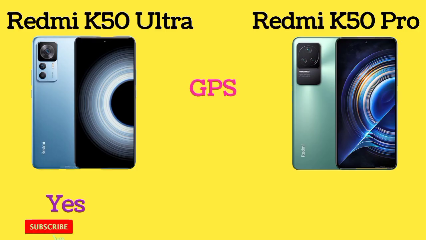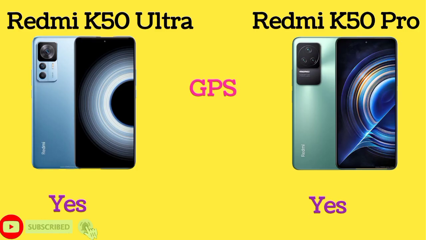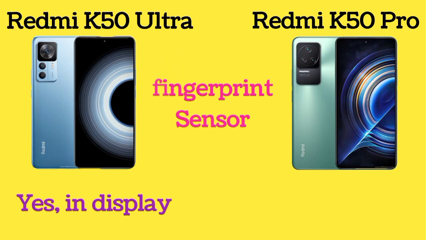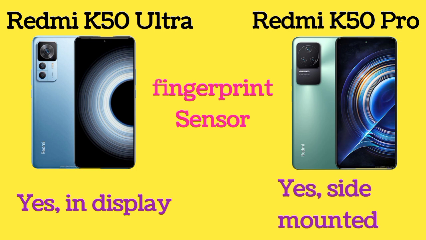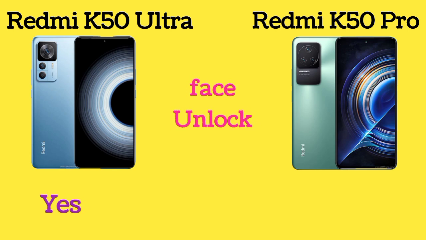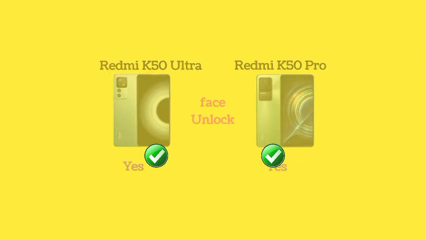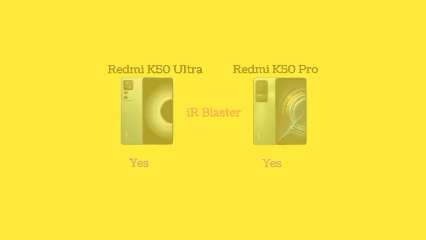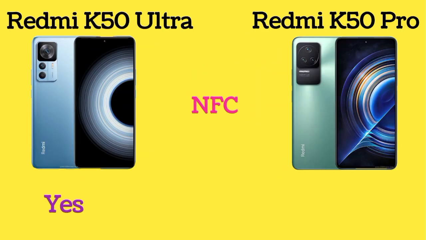Redmi K50 Ultra and Redmi K50 Pro, both phones have GPS. Redmi K50 Ultra has in-display fingerprint sensor and Redmi K50 Pro has side-mounted fingerprint sensor. Redmi K50 Ultra and Redmi K50 Pro, both phones have face unlock. Redmi K50 Ultra and Redmi K50 Pro, both phones have IR blaster. Redmi K50 Ultra and Redmi K50 Pro, both phones have NFC.